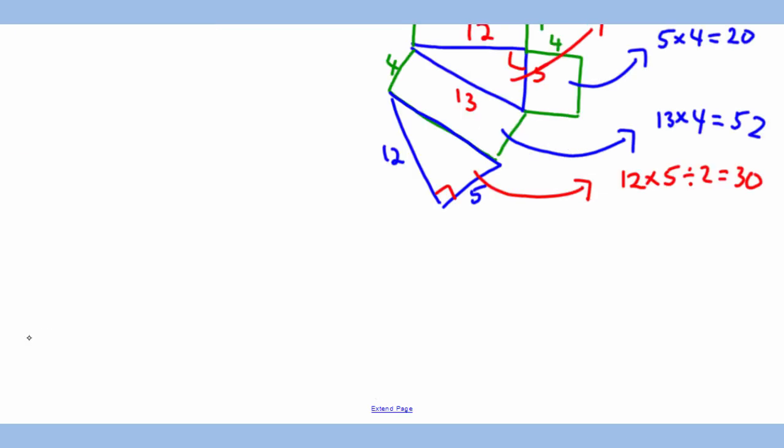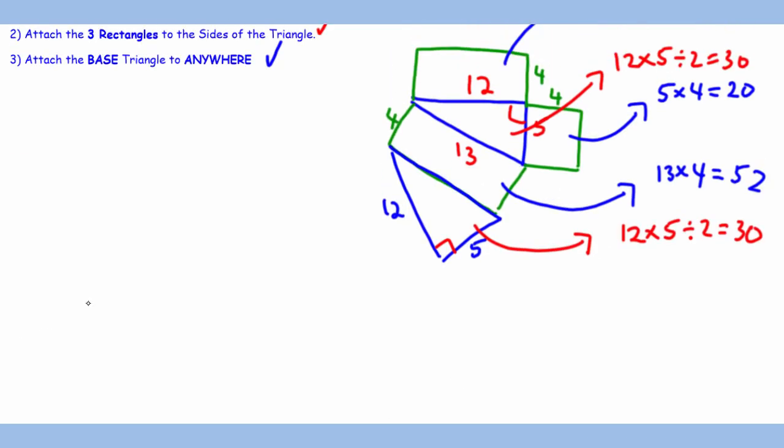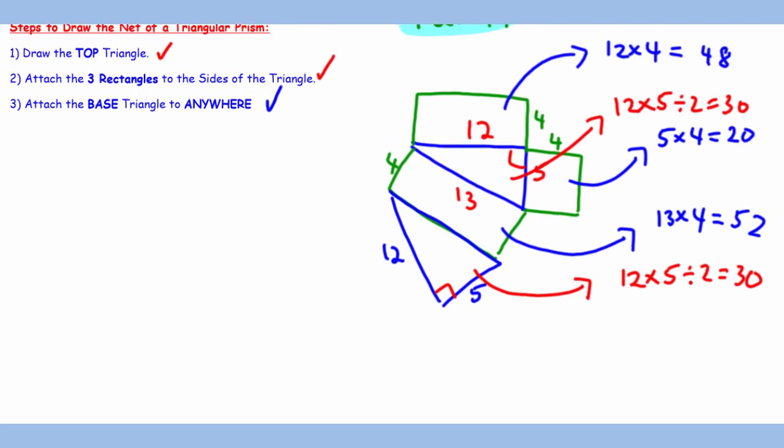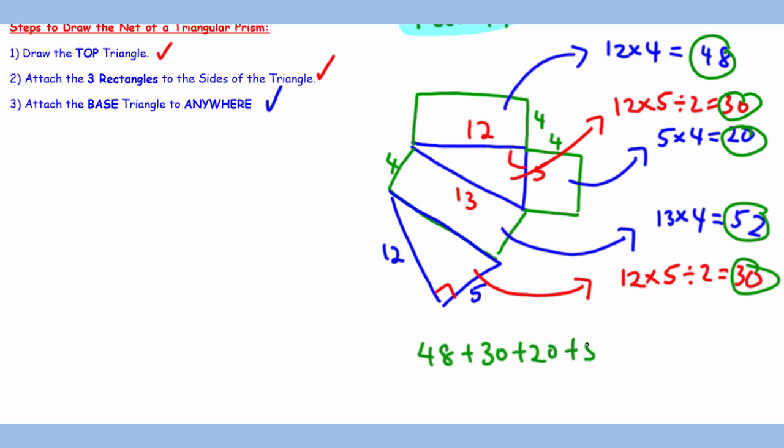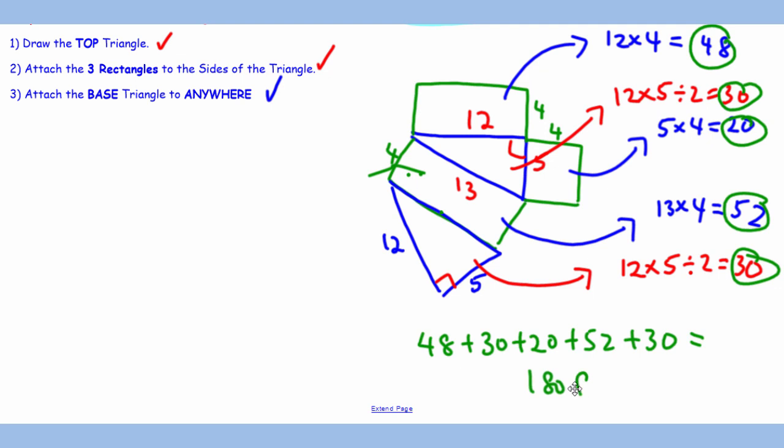Once you have these answers, all we need is to add them together to get the final result of the surface area. So the numbers that we're adding together are the 5 numbers right here, which is 48 plus 30 plus 20 plus 52 plus 30. And this gives us 180 square feet because we are looking for the surface area.